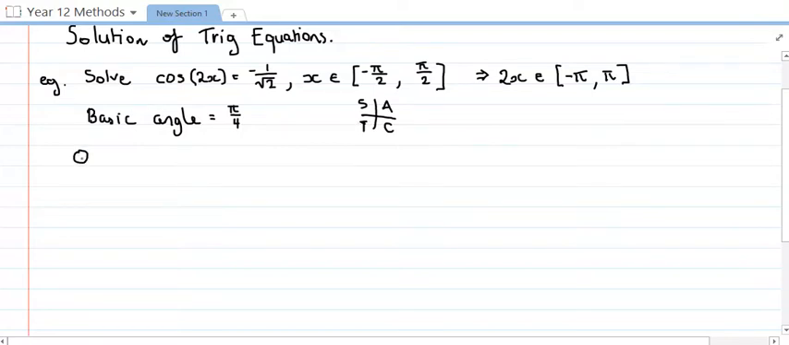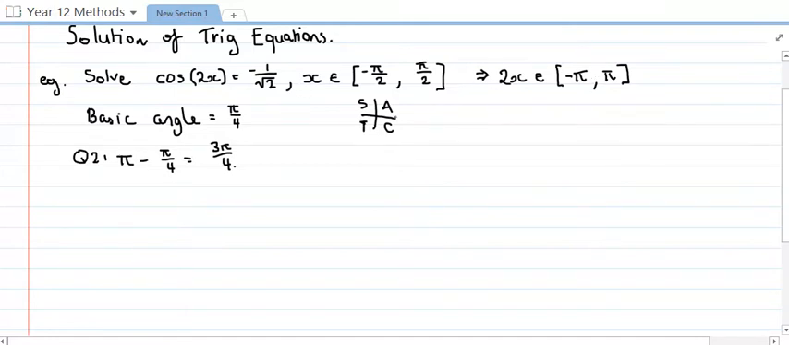So in the second quadrant, we're going to do pi minus the basic angle, because we're working backwards from the value of pi. And pi minus pi on 4, it's pi minus a quarter of pi, is 3 pi on 4. Okay, that's our solution in quadrant 2. Now, I don't actually need to calculate a quadrant 3 solution because that would be going past pi. So there's no need for me to actually do that.